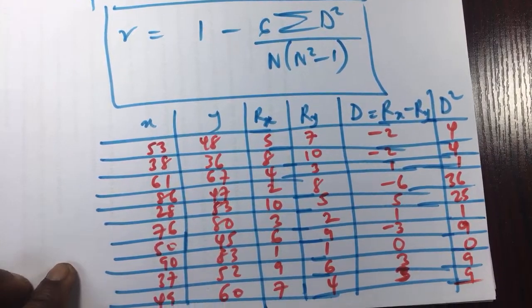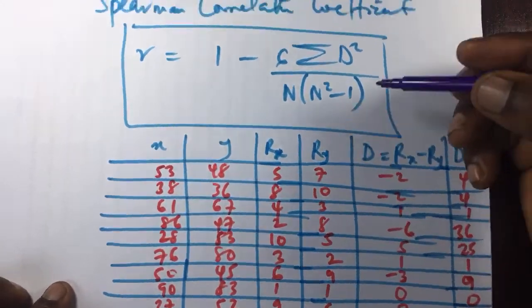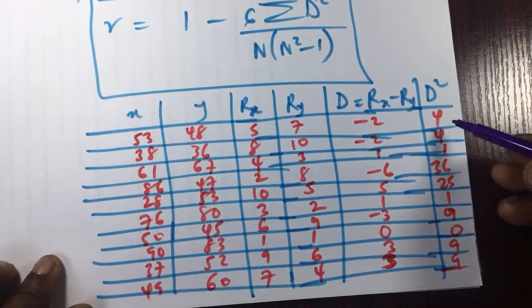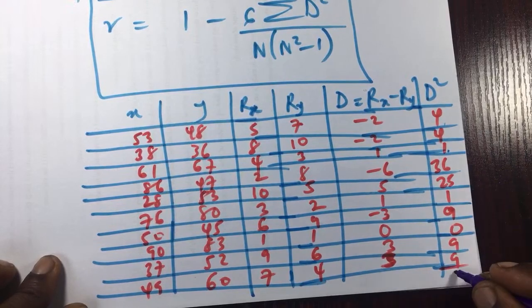So once you are done, you would add up all these values under D squared, because in your formula there is a summation D squared. So you add up all these values. 4 plus 4 plus 1 plus 36 plus 25 plus 1 plus 9 plus 9 and plus 9, I think should give you 98. So our summation D squared is 98.